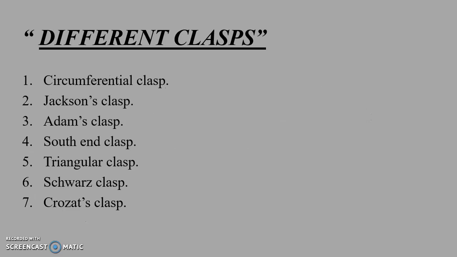So there are different types of clasp, like the circumferential clasp, that is the C clasp, Jackson's clasp, Adams clasp, Southend clasp, triangular clasp, Schwarz clasp, and Crozat clasp.